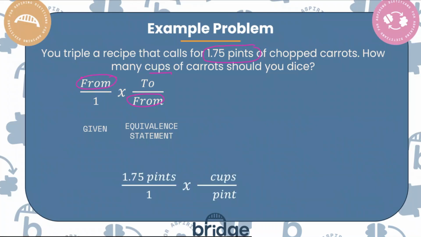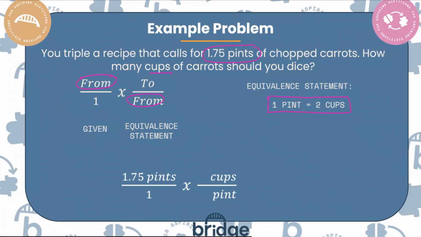Now we need to know the equivalence statement between cups and pints. Another equivalence statement CDR expects you to know for the RD exam. If you don't know, 1 pint has 2 cups in it. Think about a pint of ice cream. It's got 4 half-serving cups in it. There's 2 cups in a pint of ice cream. I don't know how many pints of ice cream you're eating, but that's how I remember the number of cups in a pint.